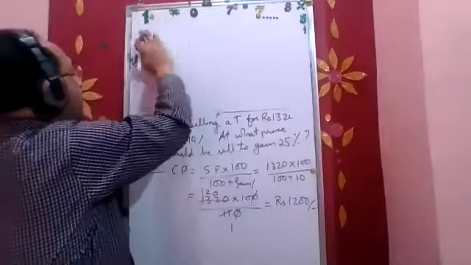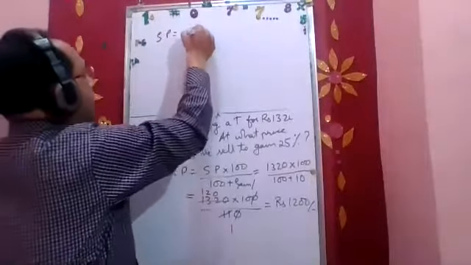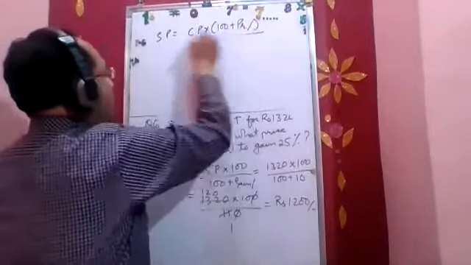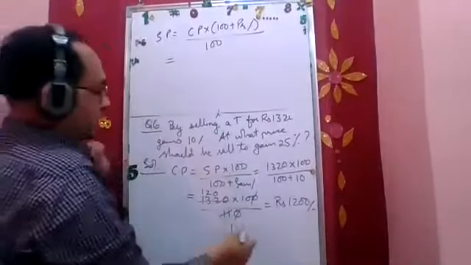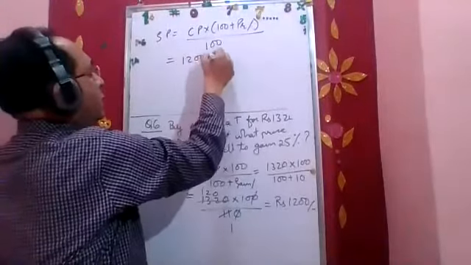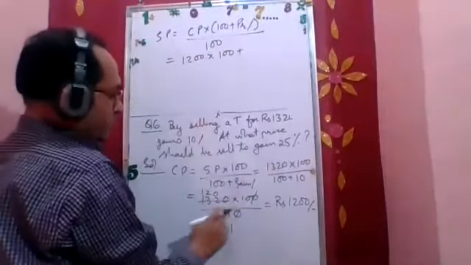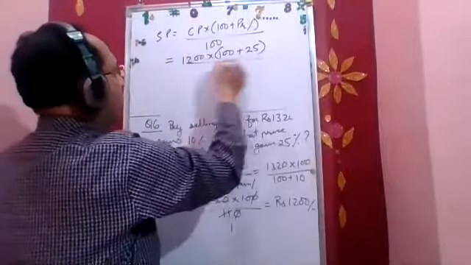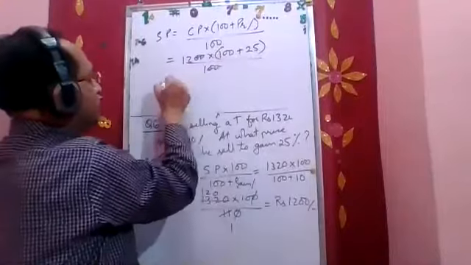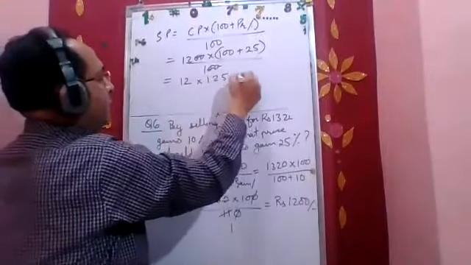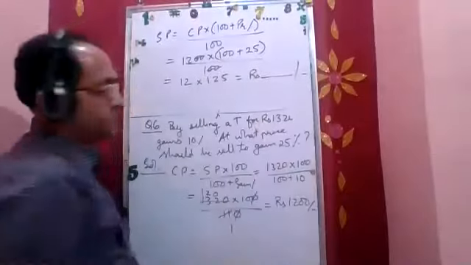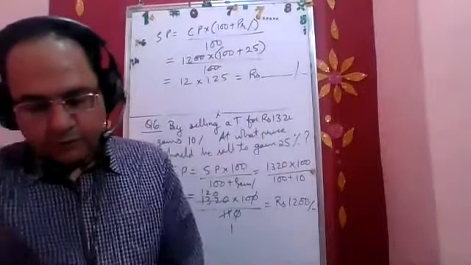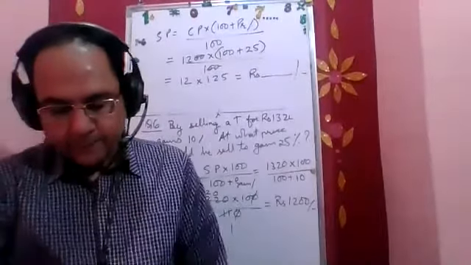Now, we have calculated the cost price. So the selling price formula is equal to cost price into 100 plus profit percent, on 100. Now that is the cost price we have got, 1200 into 100 plus profit percent. Profit percent is what? 25%. 100 plus 25 on 100. Zeros cancel. 12 into 25. That will be the answer. So that will be 1500. Sir, rupees 1500. That's really good.